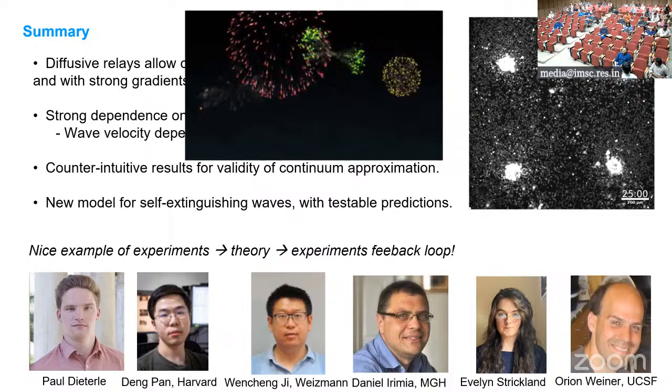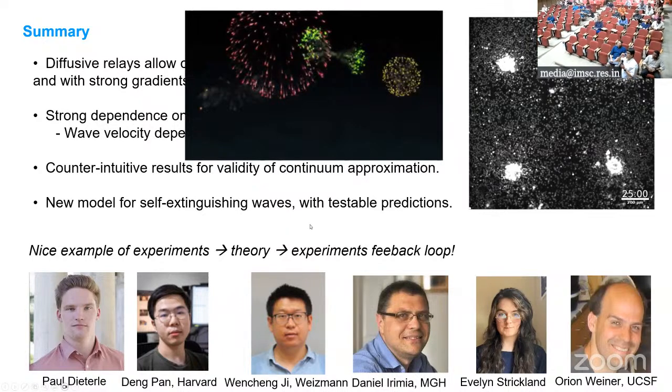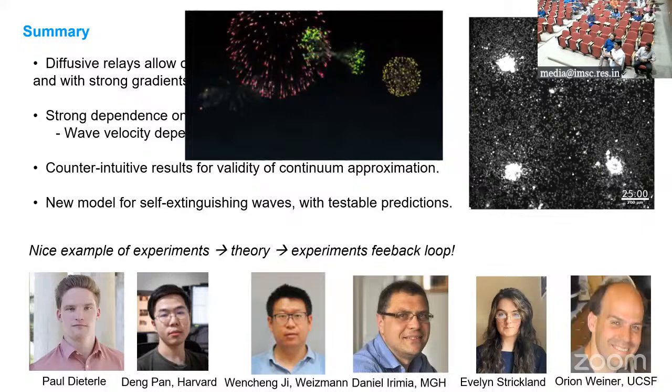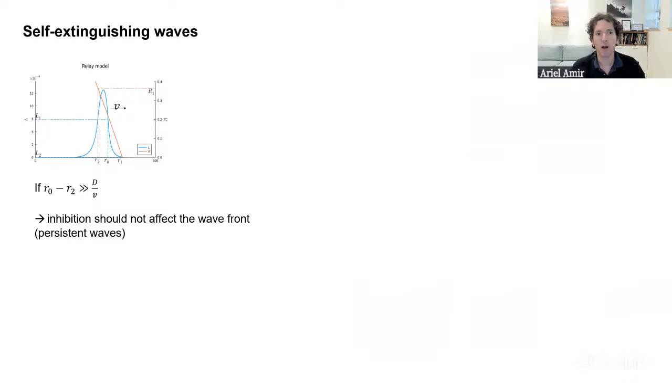Ariel, I was just wondering, can you actually create a random walk-based model, especially for the relay wave that you showed? Because it's probably much easier to create this kind of extinguishing waves or put in boundary conditions with random walks, right?